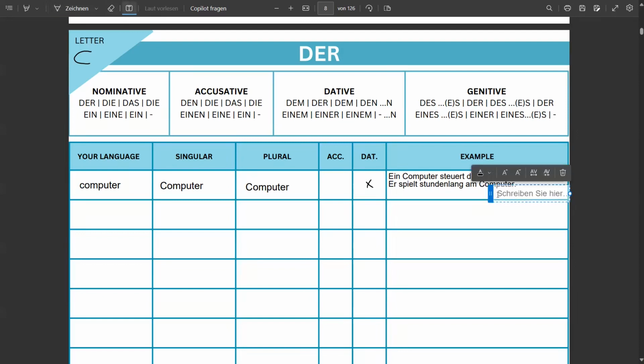Computer spielen without article and without a preposition is also an option. It makes it a combination of verb and subject, like playing chess, playing cards, yeah, Karten spielen, Computer spielen. It's just like an activity altogether. So you could also say, "Er spielt stundenlang Computer." It's also understandable. And the last one, "Kannst du Computer programmieren?"